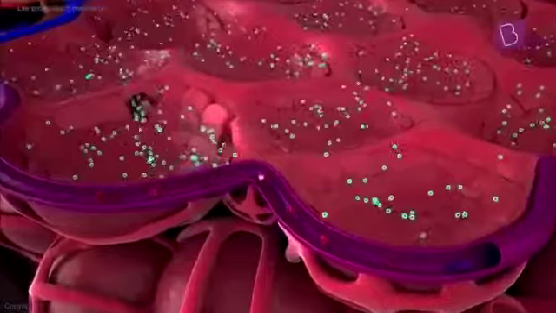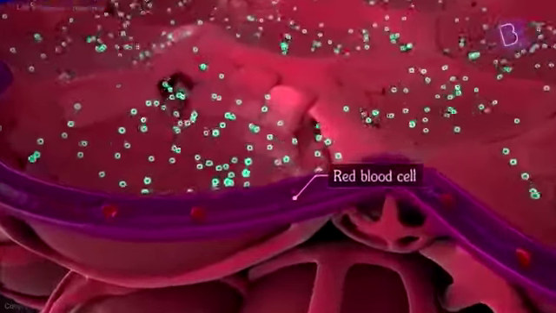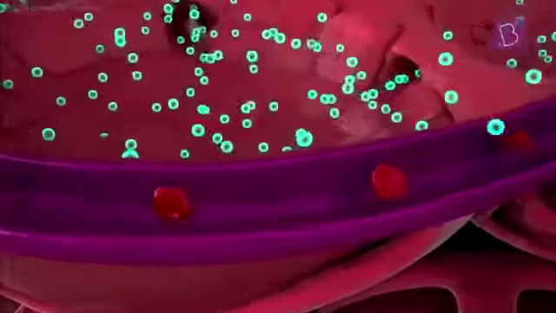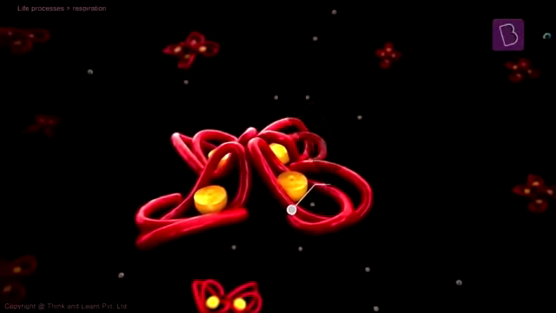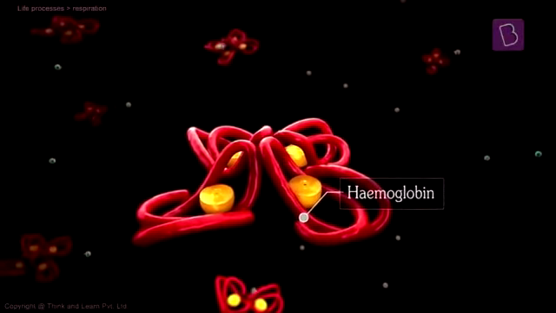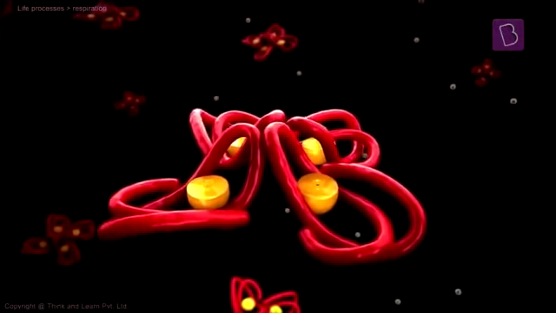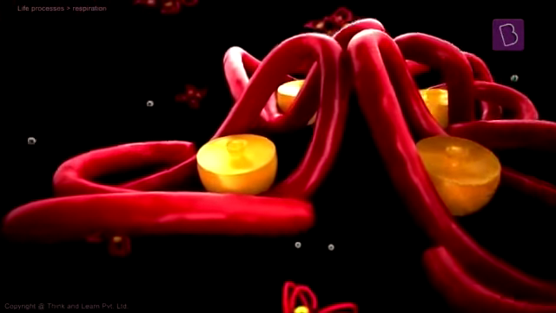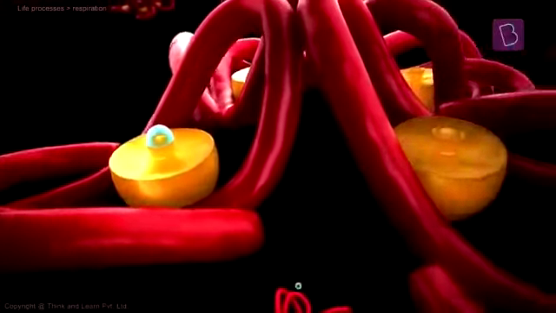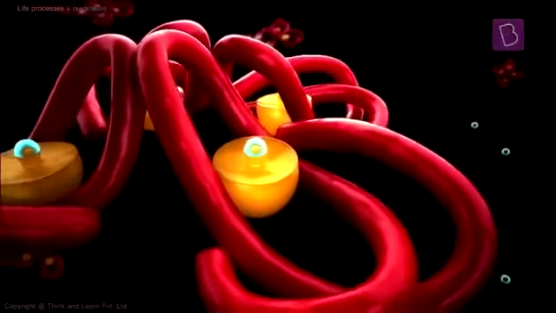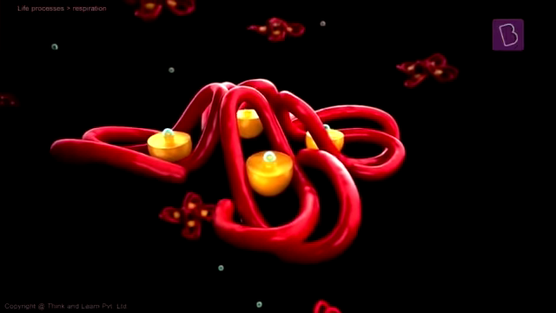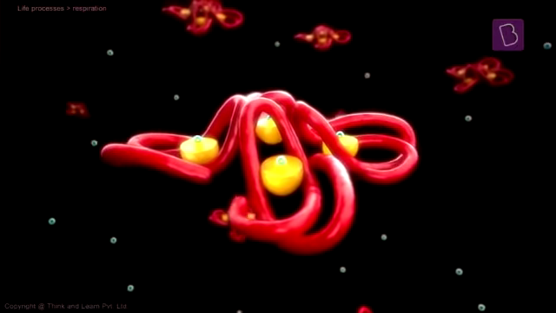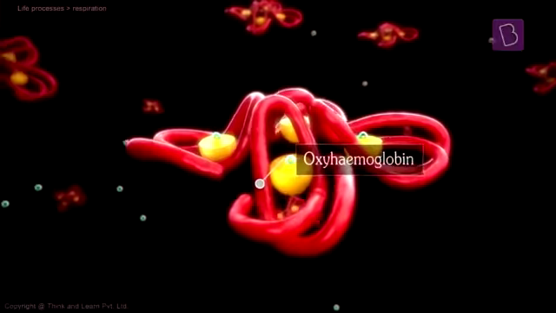Most of this oxygen then adsorbs on the red blood cells or erythrocytes present in the blood. These erythrocytes contain hemoglobin, which is a complex protein compound containing iron. They have an affinity for oxygen. So, oxygen is attracted to the hemoglobin and unites with it to form a bright red-colored compound called oxyhemoglobin.